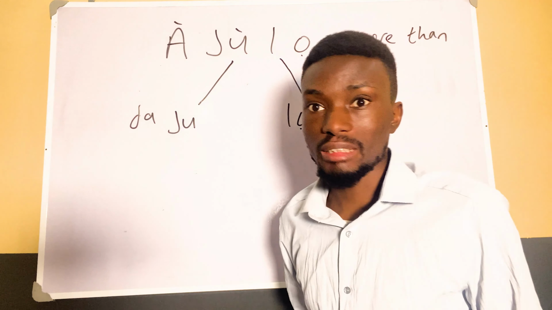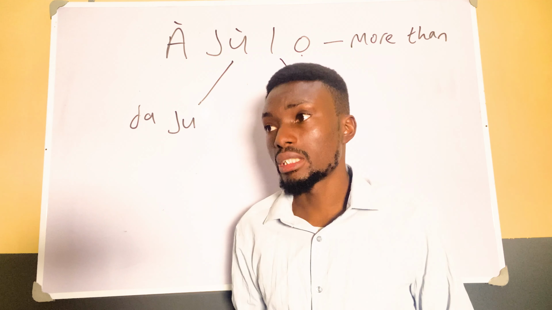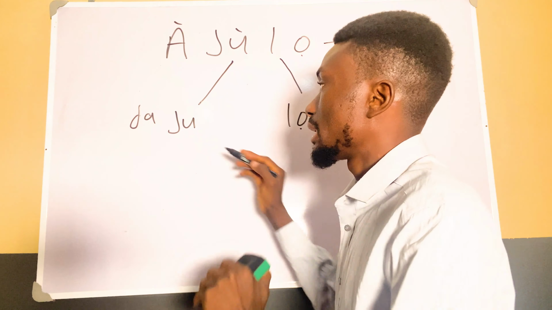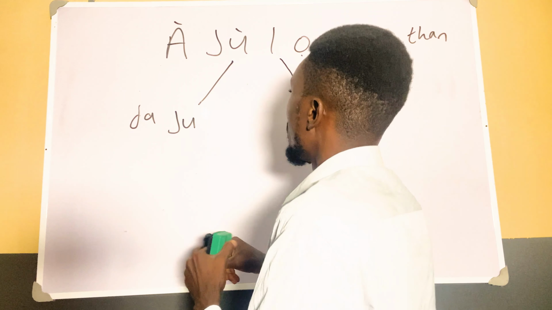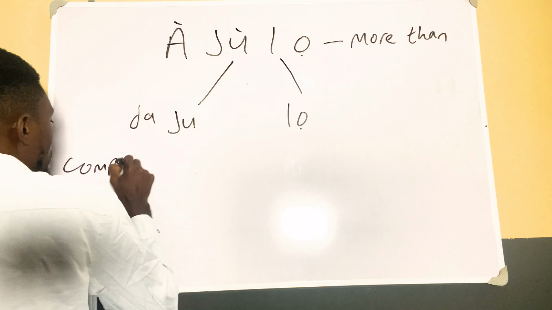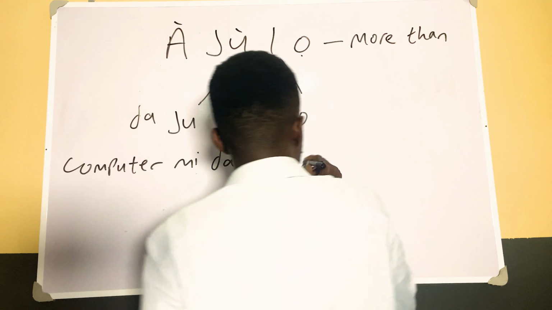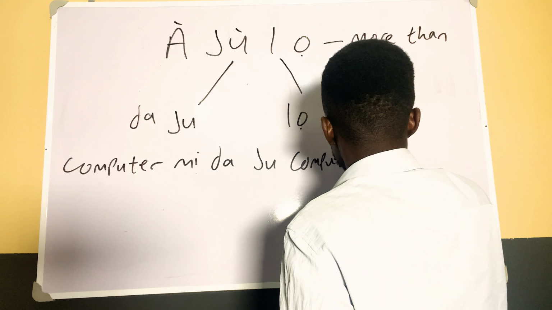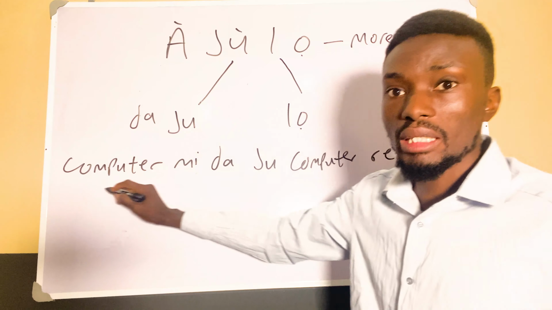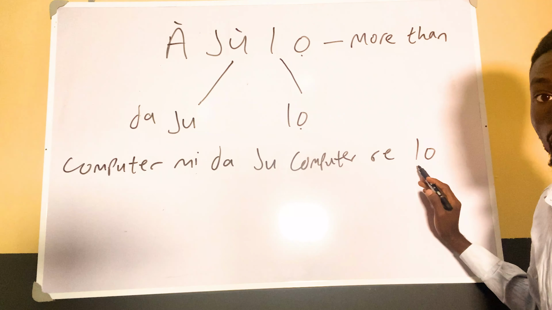My computer is better than your computer. If you want to say my computer is better than your computer, how will you say that? It is computer mi da ju computer relo. So that would be, let me write it out. Computer mi da ju computer relo.